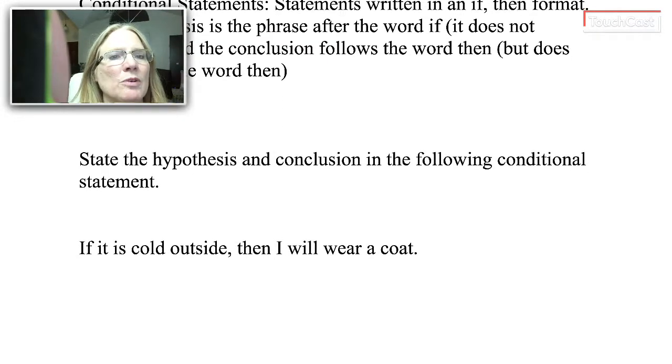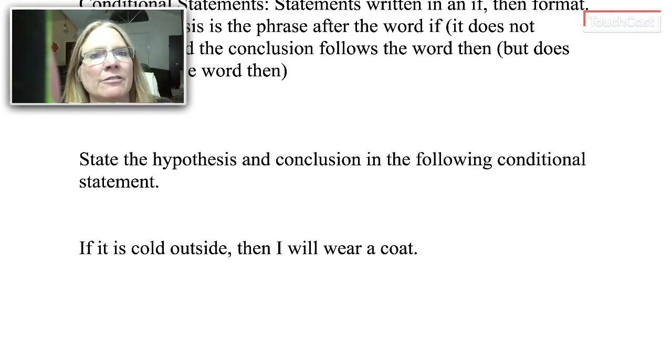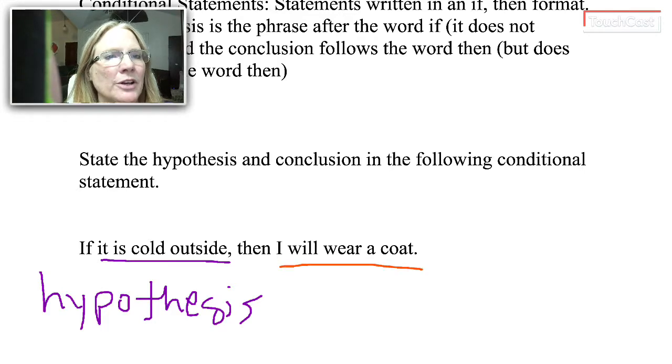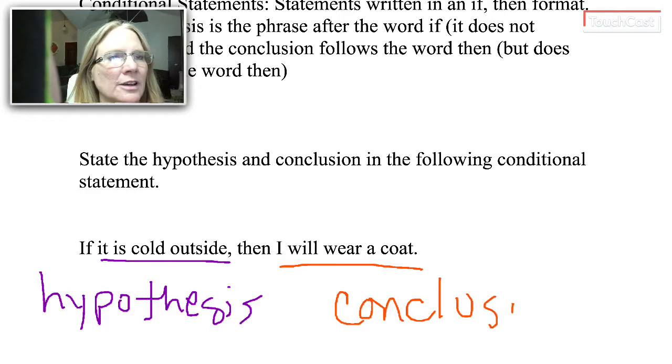So in this first one, we want to state the hypothesis and the conclusion in the following conditional statement. If it is cold outside, then I will wear a coat. This has an if and a then, so after the word if is it is cold outside. So that is the hypothesis. Then I will wear a coat.